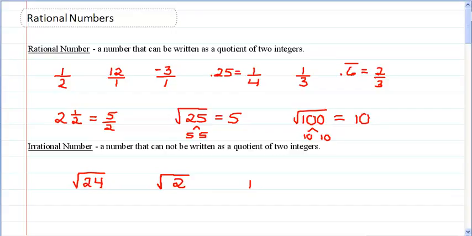And the third example is the number pi. So pi is approximately 3.14159, and if you were to put this number in your calculator, most calculators have a pi key on them now, you would see a decimal that doesn't end. So pi is considered an irrational number.